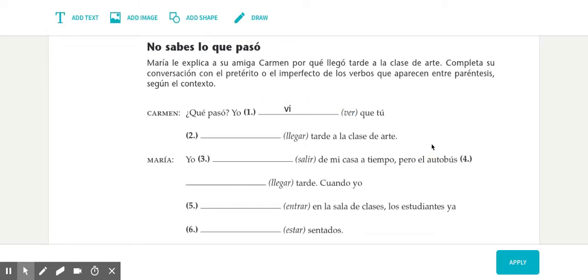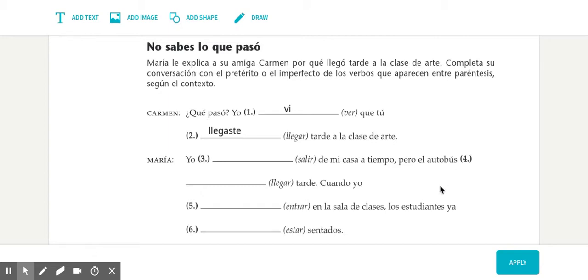It's preterite because she just saw her at one time and it's a completed action. I saw, she wasn't seeing something over and over and over again. It wasn't a habitual action and it wasn't going on. It just happened. Boom. It just happened at one moment. Yo vi, I noticed, I saw that. Que tú, and then not llegabas. Llegabas would mean you were coming. That would be imperfect. You were coming late? No. Llegaste. Tú llegaste tarde a la clase de arte. You came late. You just came late.